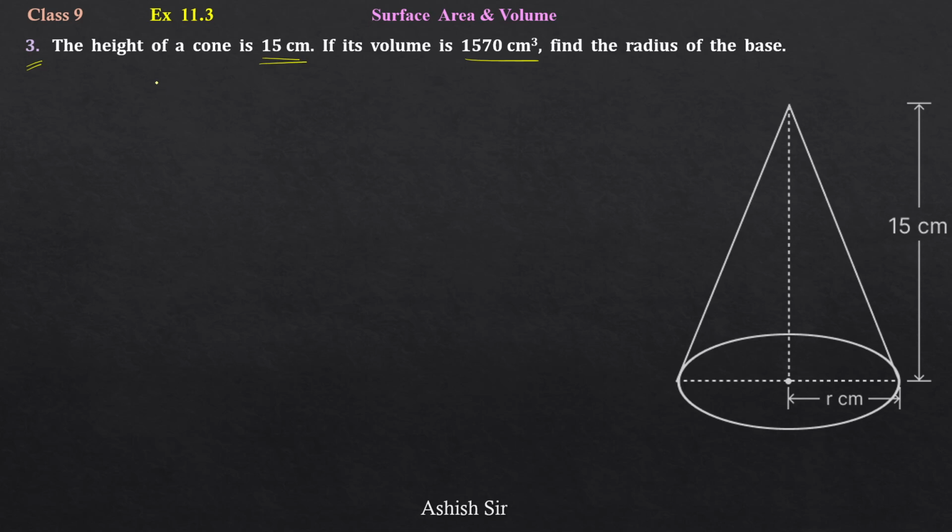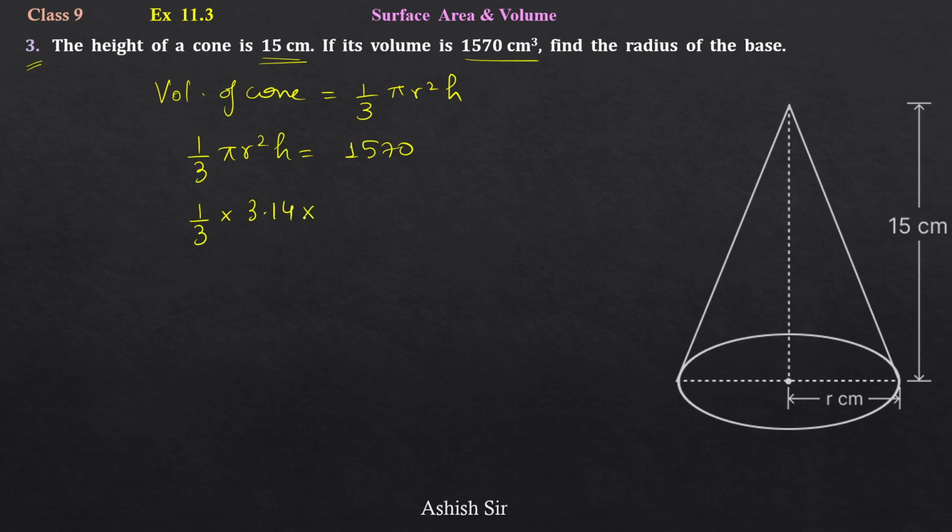Now, we know that the volume of a cone, the formula is 1 by 3 pi r square h. So, we can keep 1 by 3 pi r square h equals to 1570. Now we apply the values of pi and height given. Now we can cancel 3 and 15.